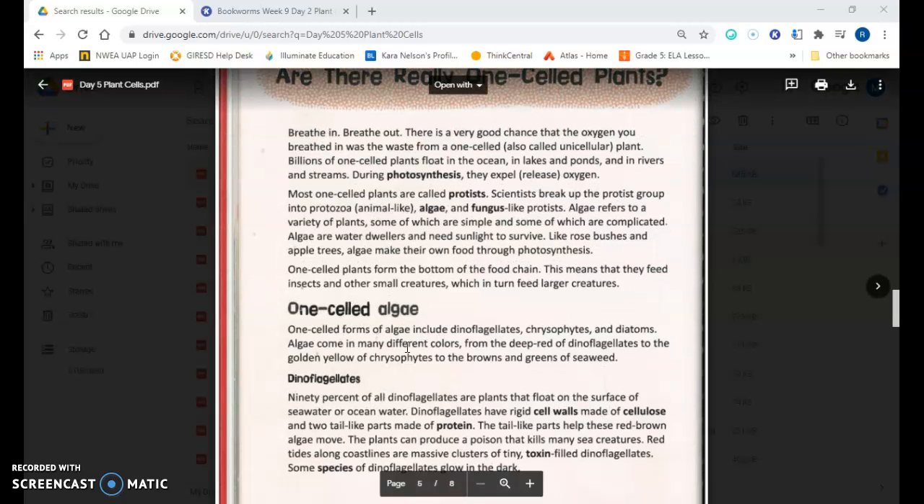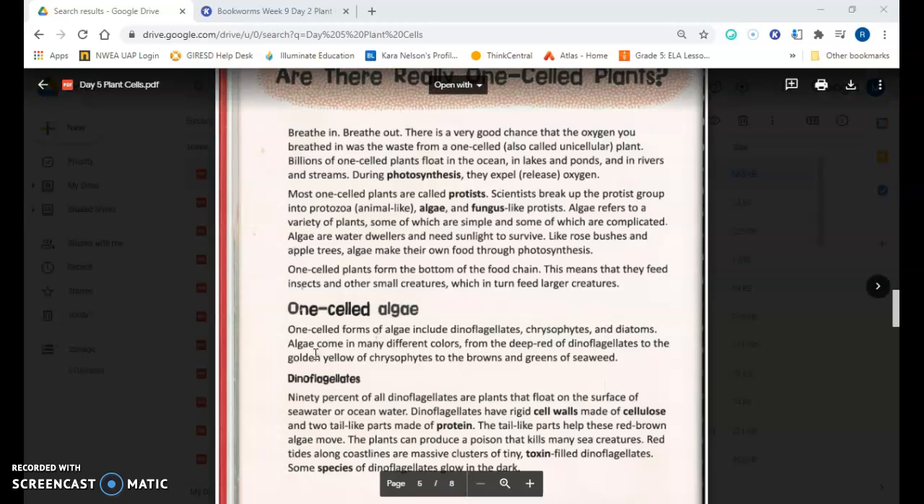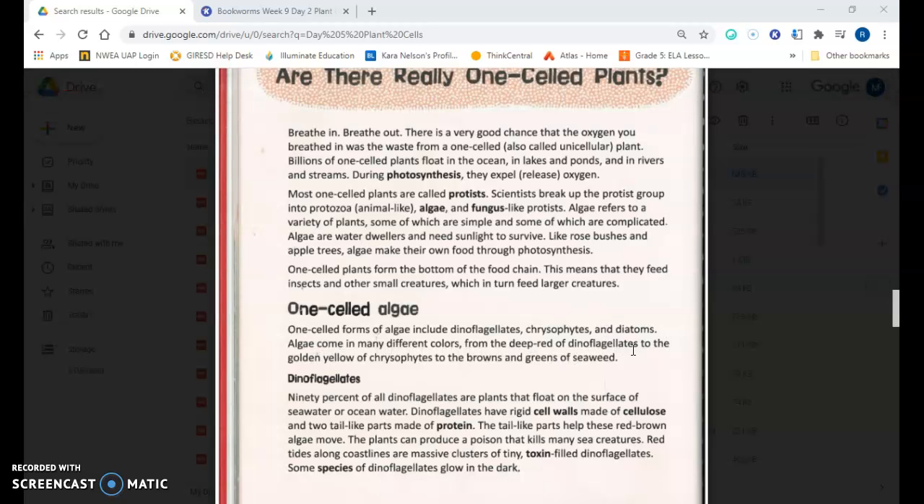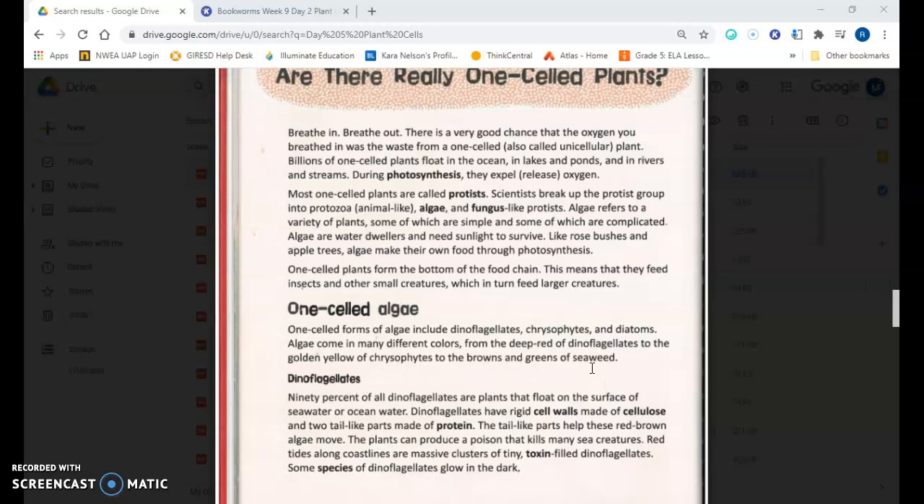One-celled algae. One-celled forms of algae include dinoflagellates, chrysophytes, and diatoms. Algae come in many different colors, from the deep red of dinoflagellates to the golden yellow of chrysophytes to the browns and greens of seaweed.